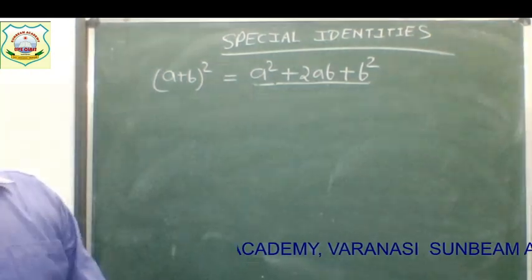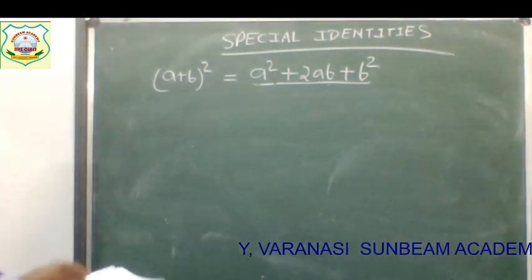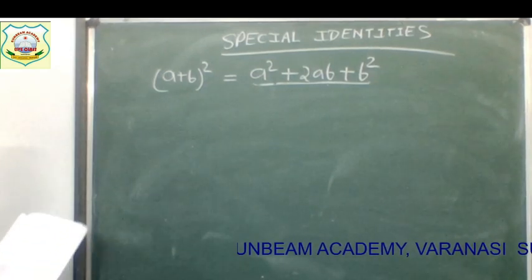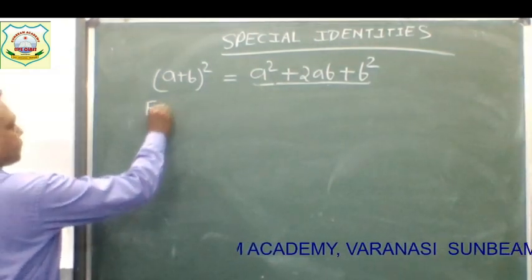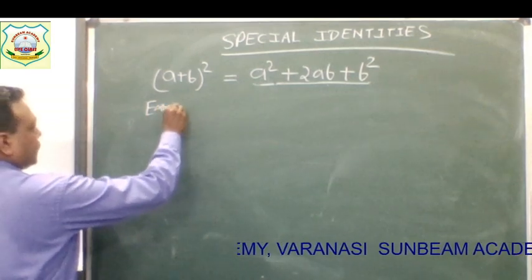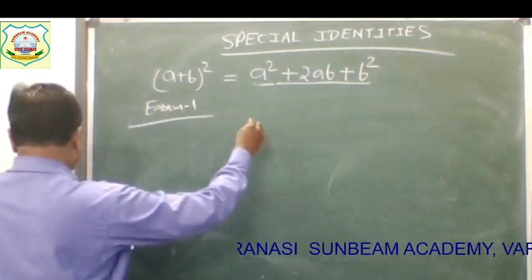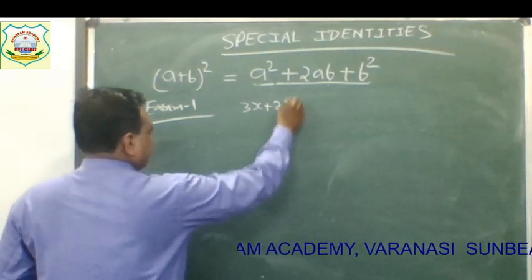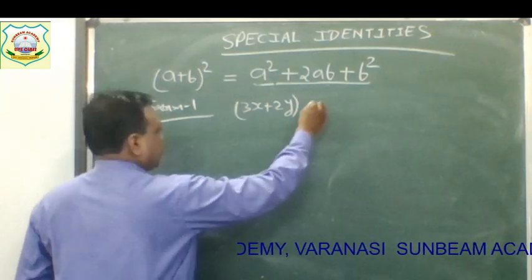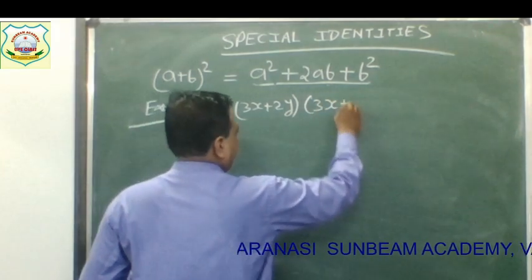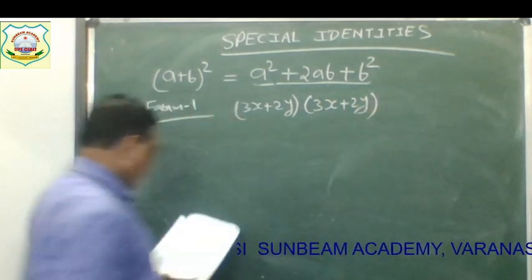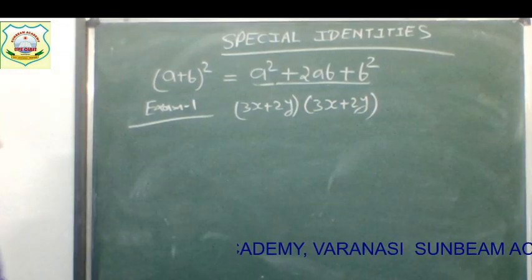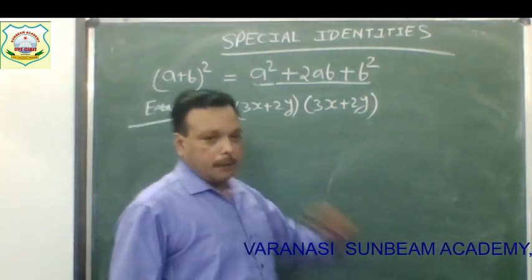I am showing you an example here from the book. You can see page number 91. There is given example 1. Example 1 is given: 3x plus 2y multiplied by 3x plus 2y. Okay, 3x plus 2y and 3x plus 2y. It says find the product. Find the product means we have to multiply.